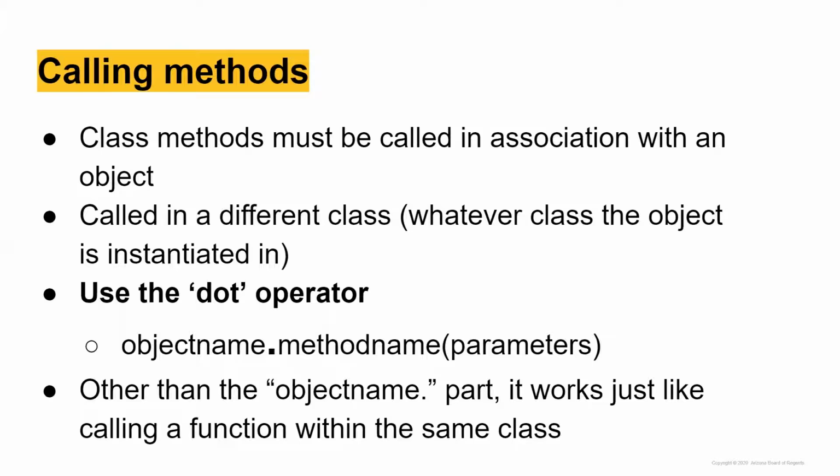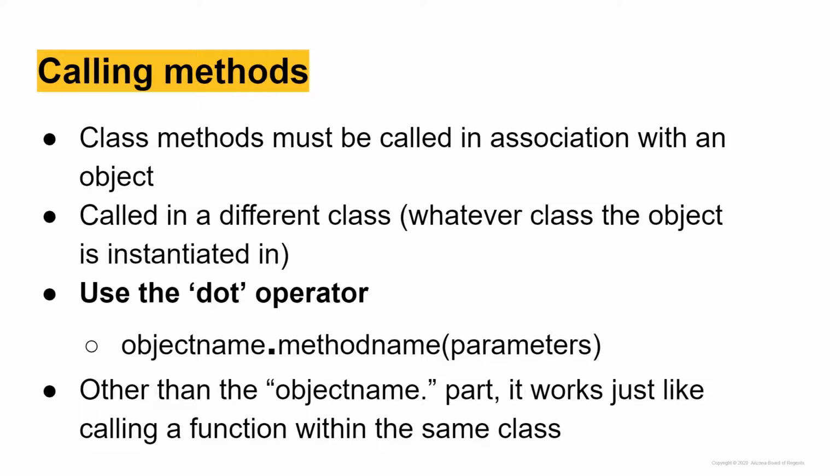You might have seen it in the previous examples. Basically, you take the object name, the name of whatever object you want to call the method for, because you can't just call the method for the class as a whole. Remember, the class is just a blueprint. There's not actually anything there. It's just instructions. The object is the instantiation of that class, so you call this method in relation to a certain object.